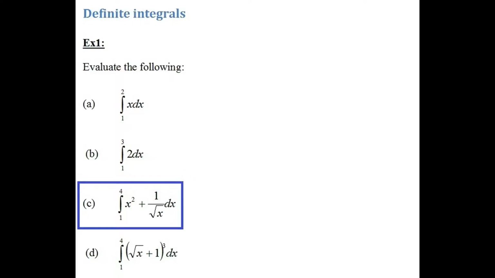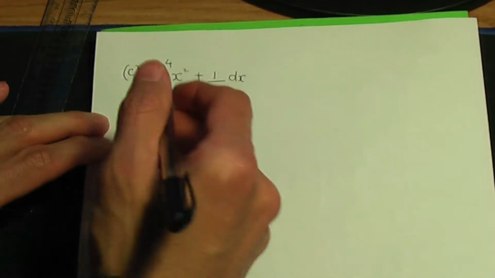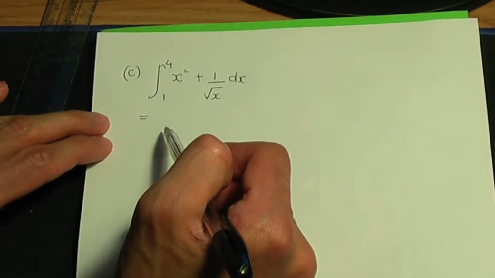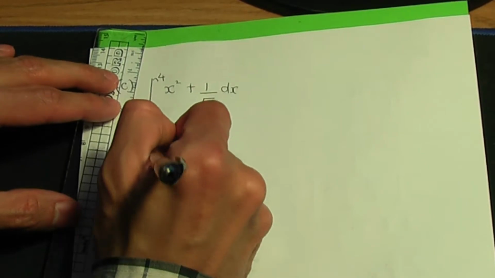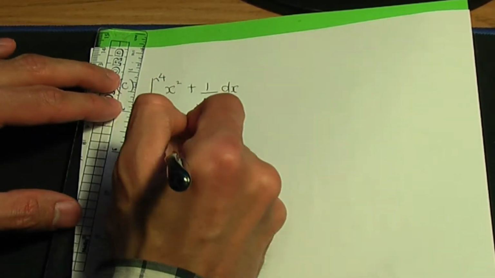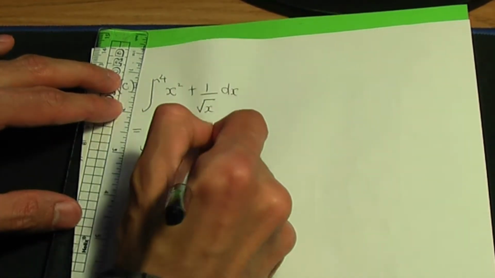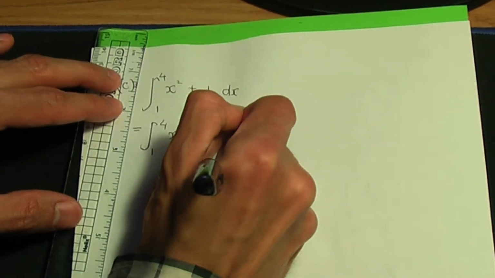So part C, integration between limits 1 and 4, x squared plus 1 over root x with respect to x. So back to the paper and pen. So here's the question for part C. So before we integrate, let's write both of these terms in the form of ax to the power of n. So let me rewrite this. So the limits are 1 and 4. X squared, that's already in the form ax to the power of n, plus 1 over root x is the same as x to the power minus half.